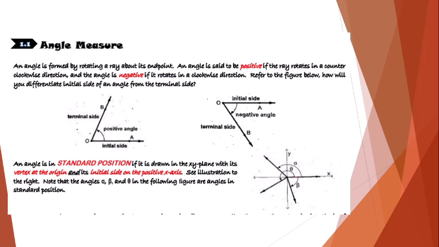Now, notice that these are in standard position. The angle alpha is obtuse, reflex, and a negative angle. As long as they are all in standard position, even alpha and beta, because as long as their vertex is at the origin and the initial side is on the positive x-axis, we still consider the angle to be in standard position.